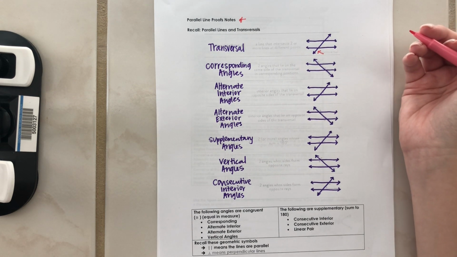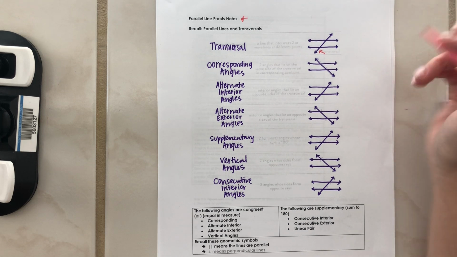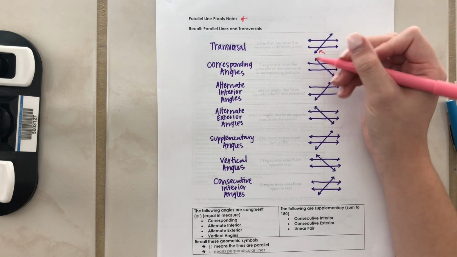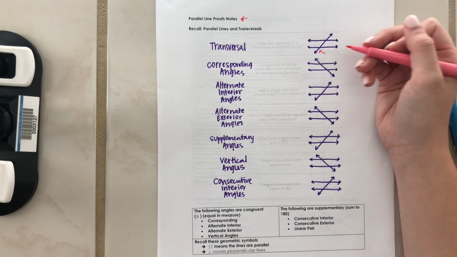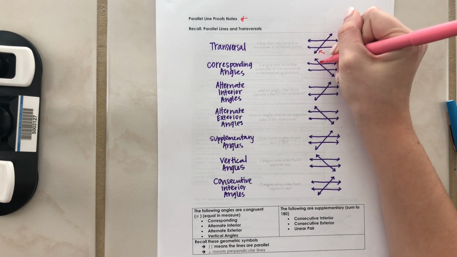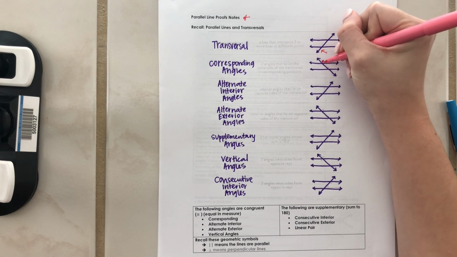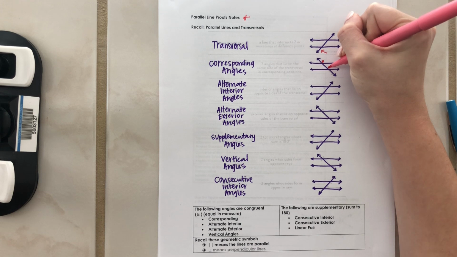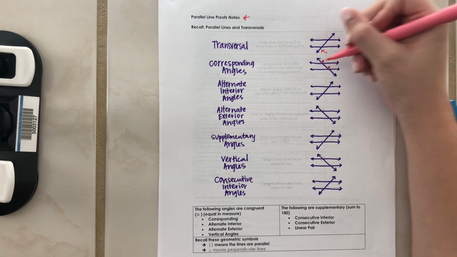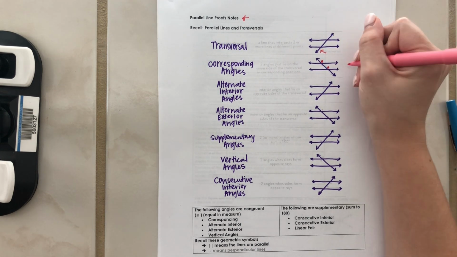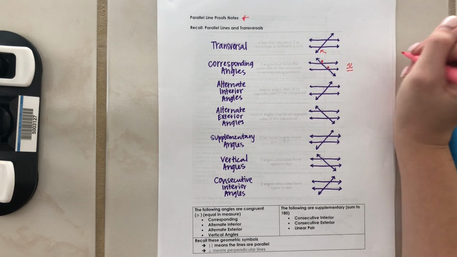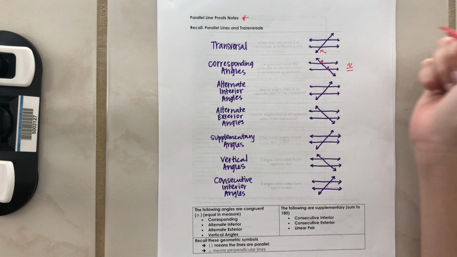Corresponding angles are two angles that lie on the same side of the transversal, and they're in corresponding positions, or the same position. So if we pick this angle and we slide this section down, it's going to line up on top of this part. So these two are corresponding angles and they're going to be congruent, they're going to be equal in measure.